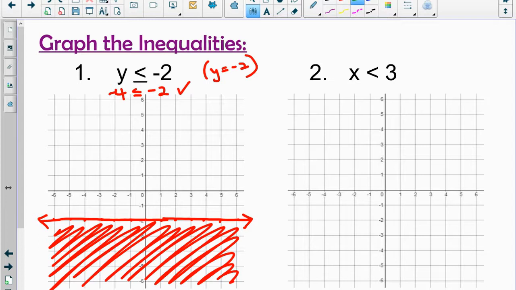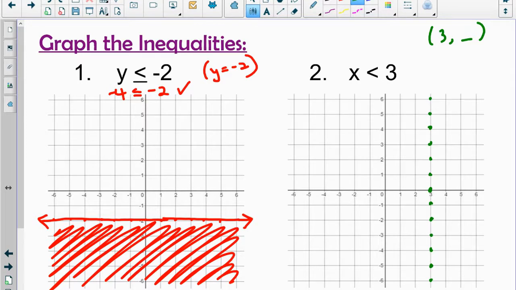For number 2, our last example, we're back to having an x in the inequality. X is less than 3. So let's start by finding the boundary. Where are all of the ordered pairs that have an x coordinate of 3? In other words, 3 comma something. Well, we have (3, 0), (3, 1), (3, 2), (3, 3). And so basically it's forming this vertical line that goes through the x-axis right at a value of 3.